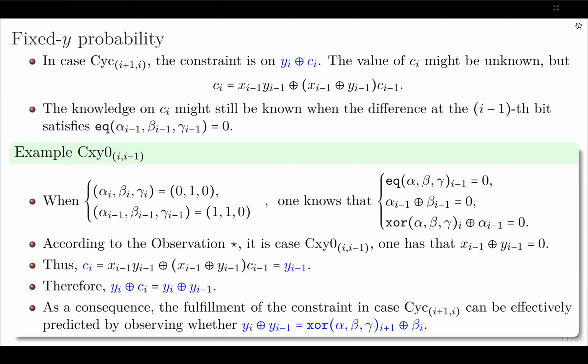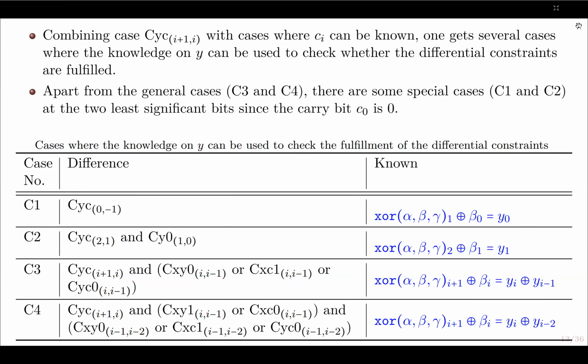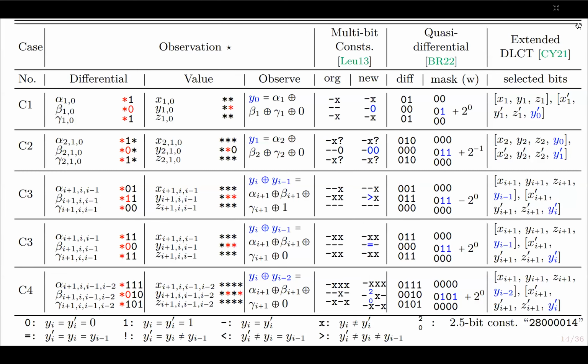For example, we know that bits i and i-1 have these CXY differential constraints. Then we know that xi-1 equals yi-1, and then we know that the carry bit ci equals yi-1. After analysis, we found that there are many cases where the knowledge of the carry bit can be deduced. Combining this with the previous observation on the linear constraints and this table about the carry bit, we get many cases where we can observe the value of y to better predict whether the differential constraint is fulfilled. These are concrete examples of the differential patterns.